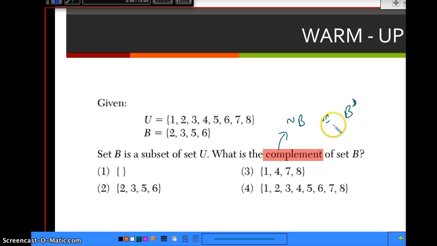So either on the EOC or on the test they could use either one of these symbols or actually spell out the word complement. Complement means what is not in B. So if you go to B, 2, 3, 5, 6, what is not in B would be the 1, the 4, the 7, and the 8. So choice 3 is the correct answer.